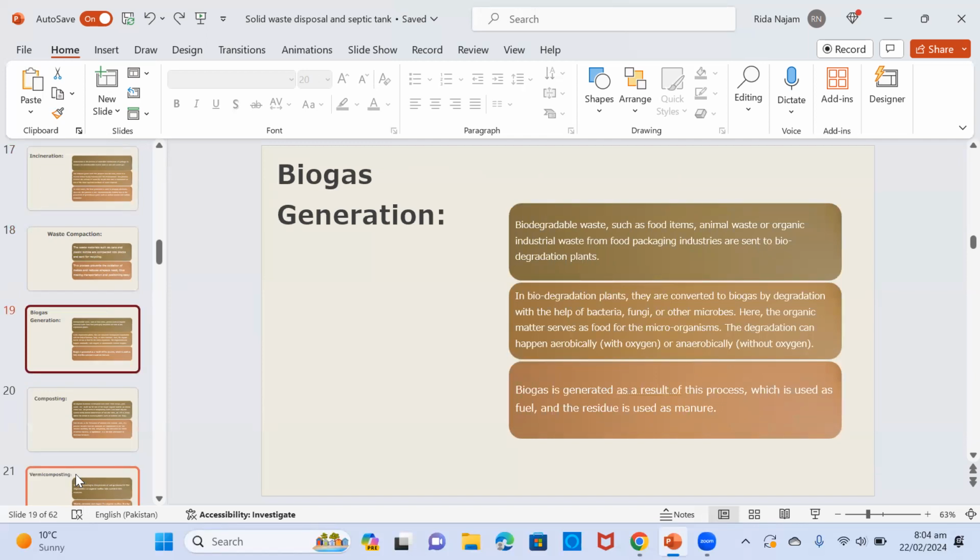Biogas generation. Biodegradable waste such as food items, animal waste, or organic industrial waste from food packaging industries is sent to biodegradation plants. In biodegradation plants, it is converted to biogas by degradation with the help of bacteria, fungi, or other microbes. The organic matter serves as food for the microorganisms. The degradation can happen aerobically or anaerobically. Biogas is generated as a result of this process, which is used as fuel, and the residue is used as manure.